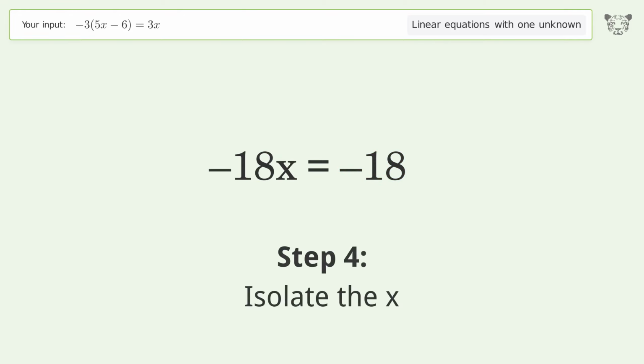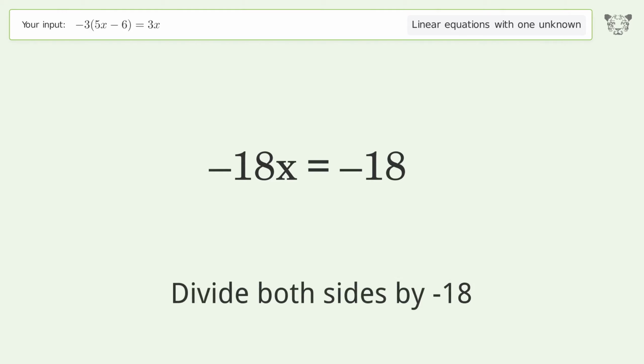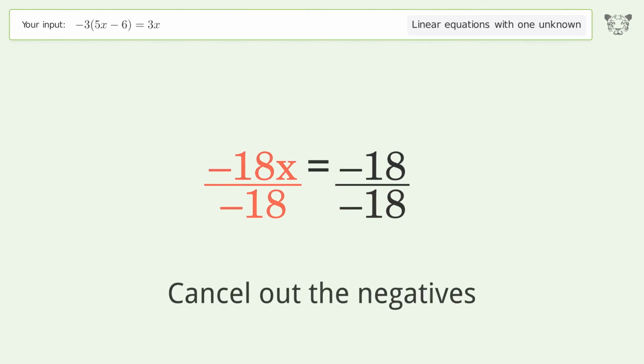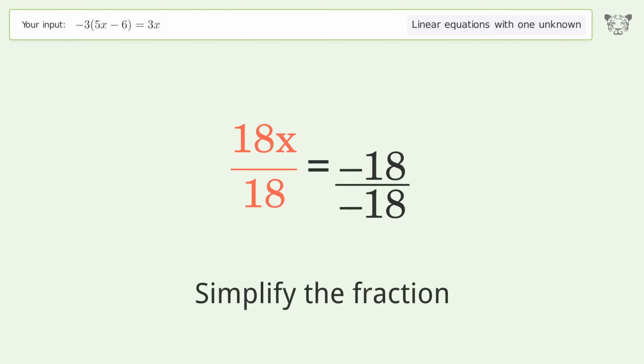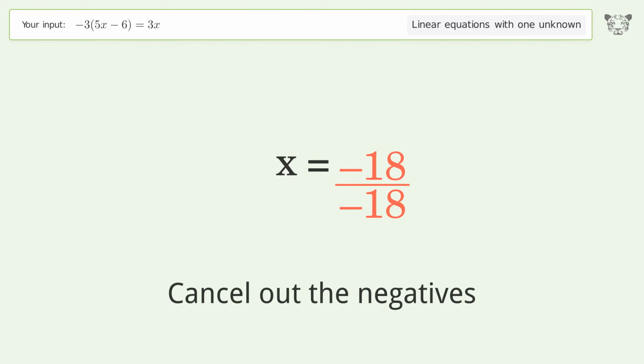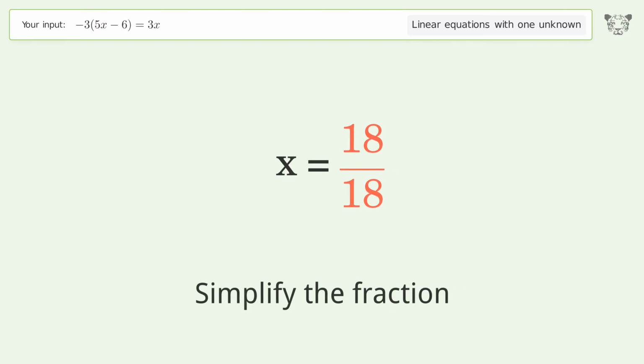Isolate the x. Divide both sides by -18. Cancel out the negatives. Simplify the fraction. Cancel out the negatives. Simplify the fraction.